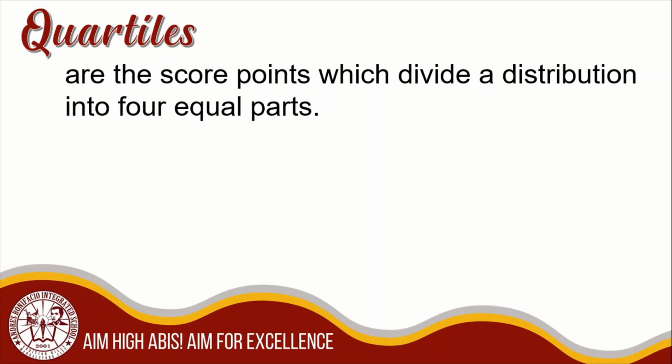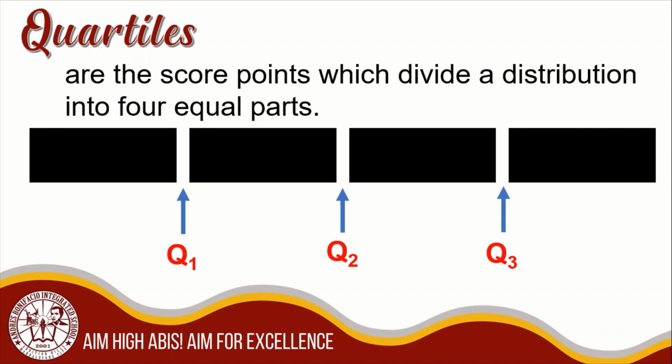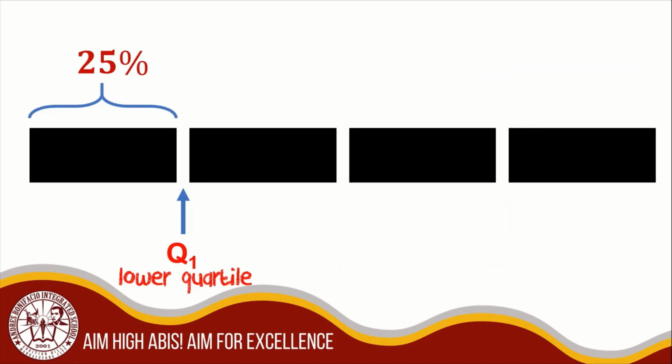Quartiles are the score points which divide a distribution into 4 equal parts. These 3 score points are denoted by Q sub 1 for quartile 1, Q sub 2 for the second quartile, and Q sub 3 for the third quartile. Each part contains 1/4 or 25% of the whole data. 25% of the data set is less than or equal to quartile 1 or the lower quartile. Itong quartile 1, ito din yung median of the lower half of the data set.